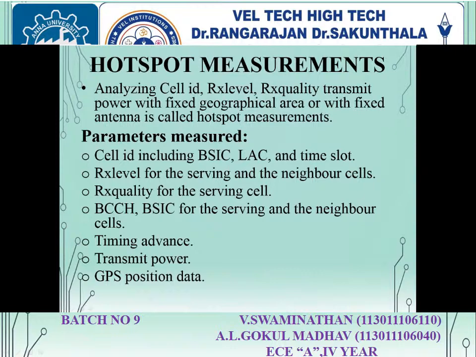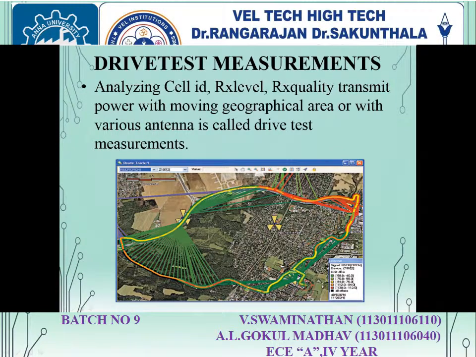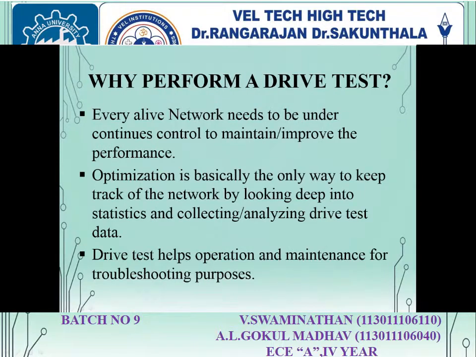First measurement is RX measurement. Analyzing the various parameters such as cell ID, RX level, RX quality, transmit power, receive power within a fixed geographical area is called hotspot measurements. And drive test. Drive test means analyzing cell ID, RX level, RX quality, transmit power, receive power for a moving geographical area for various test antennas.